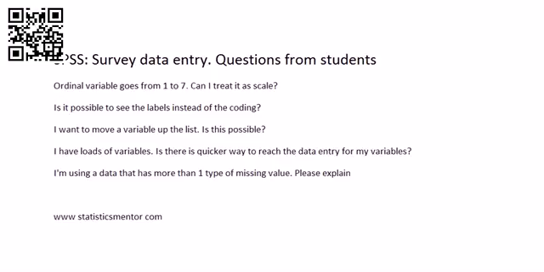Reading briefly, ordinal variables go from a scale of 1 to 7. Can I treat it as scale? Okay, let's address that one. This question has also been asked on YouTube. So let's give you an example first of what that means.